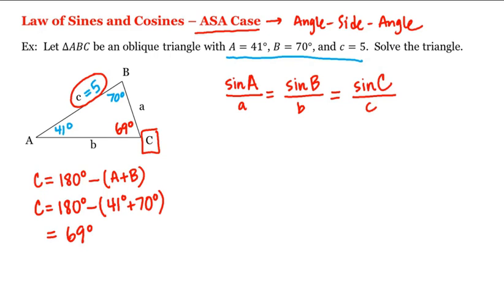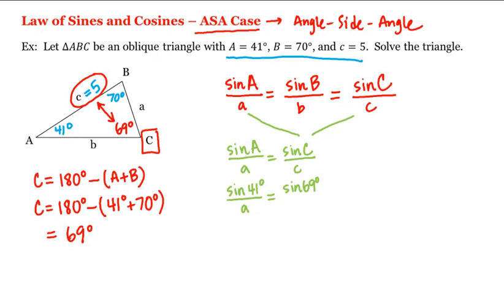And now looking at our triangle, we have a matching pair here. We know capital C and we know little c. So now let's find little a and little b. We'll begin with little a and use the fact that this and this are equal. That is, sine of capital A divided by little a is equal to sine of capital C divided by little c. Or sine of 41 degrees divided by little a is equal to sine of 69 degrees divided by 5.